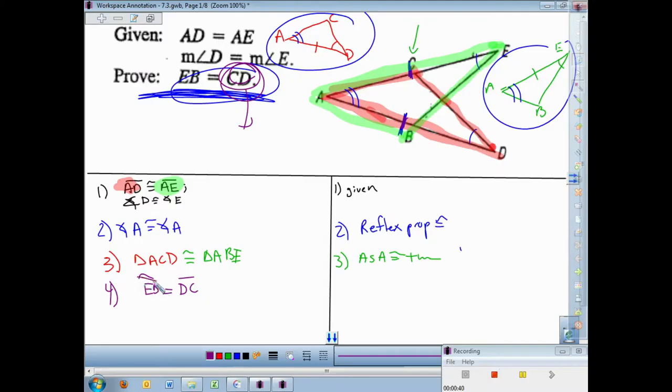But those segments should be congruent to each other because they are corresponding parts of congruent figures. So the goal on these is, let's highlight and draw separate pictures, find the two triangles, prove them congruent, then once you get the triangles congruent, you'll get what you want, because these parts will correspond to each other as corresponding parts of congruent figures, so they should be congruent.